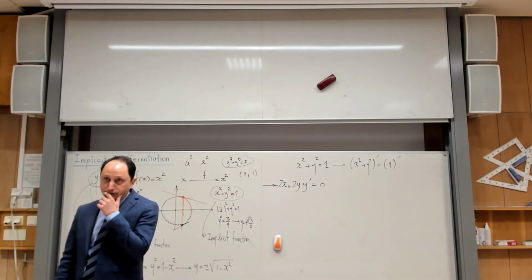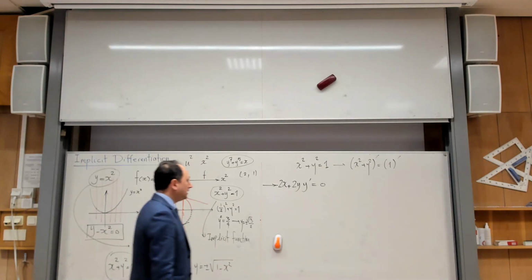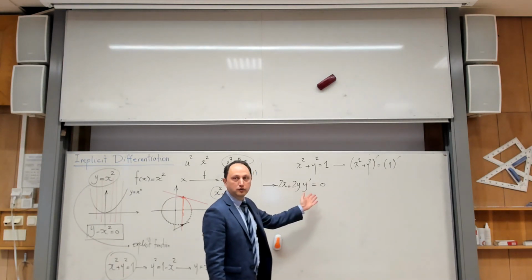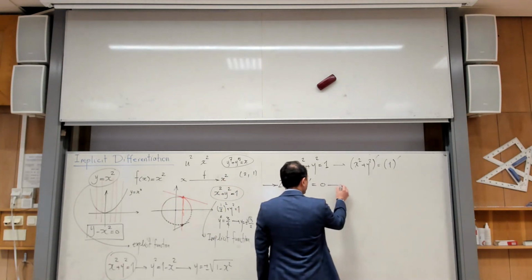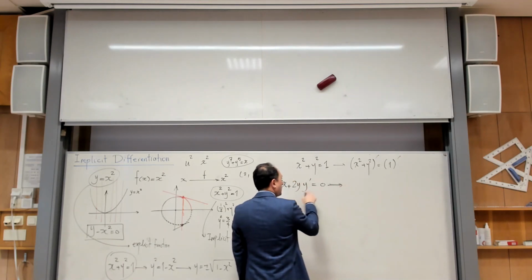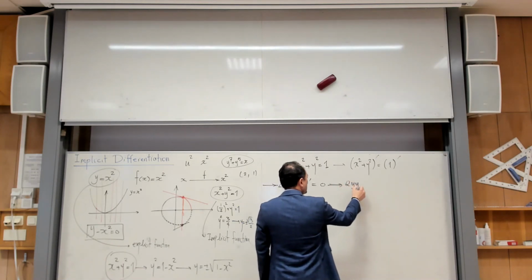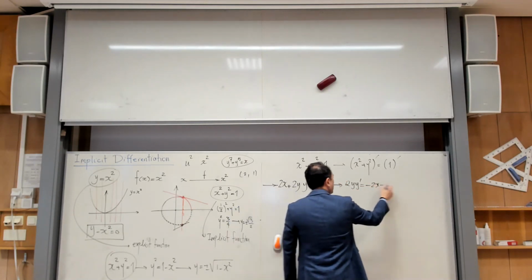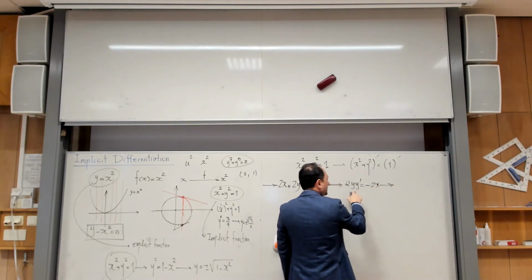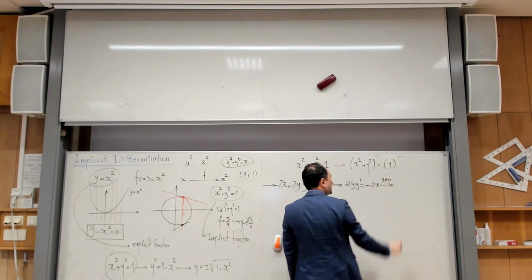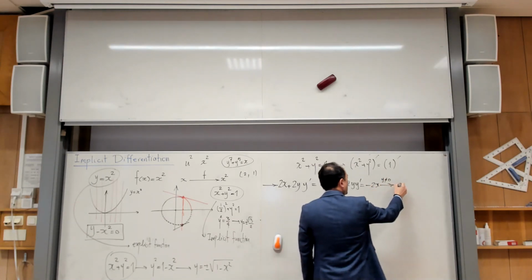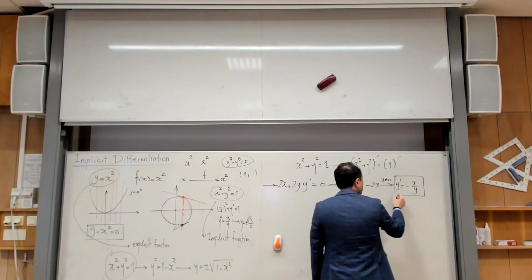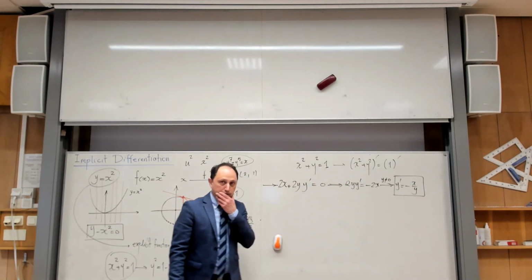Is that understandable? Okay. And then what am I looking for? I am looking for y prime. So I have to solve this equation and find y prime. My goal is to make y prime alone. So this becomes 2y y prime. I move the other term to the other side, and then I divide by 2y. Considering that y is not equal to 0, then y prime becomes minus x over y. So that is the derivative you were looking for.